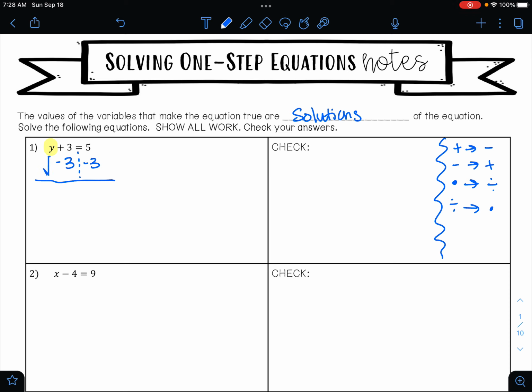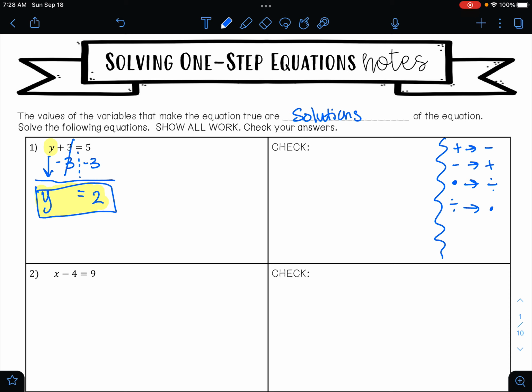I'm going to bring down my y. 3 minus 3 is 0. I'm going to bring down my equal sign. 5 minus 3 is 2. Look at your answer. Here we have y equals 2. Is y by itself? Yes. So you have solved this problem.